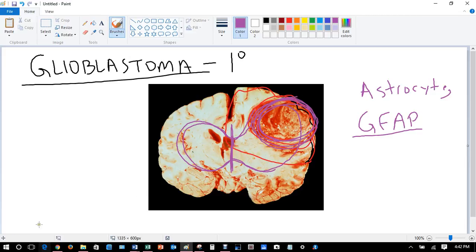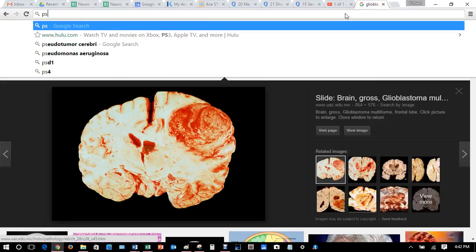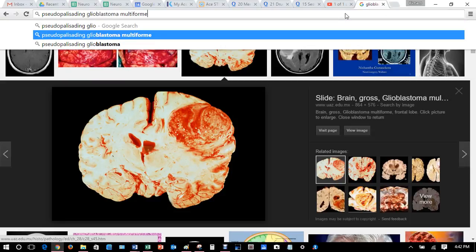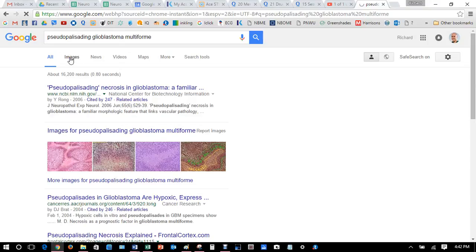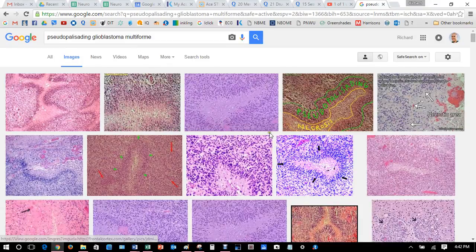Pseudopalisading, I should probably type that into Google to show you a good picture. Pseudopalisading, there it is. Probably add on glioblastoma. There we go. So this will show you a good histological image of what pseudopalisading looks like. It's almost like you're building a little... there you go. Somebody already labeled it for us.